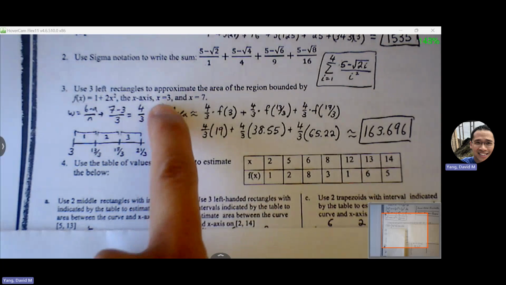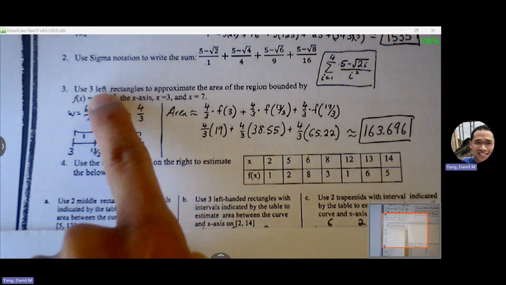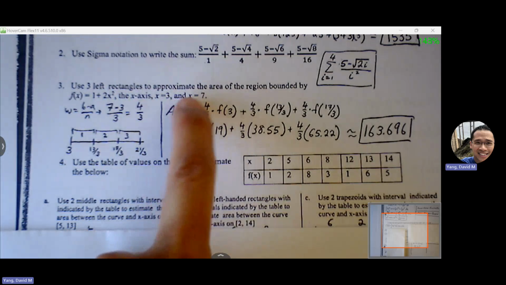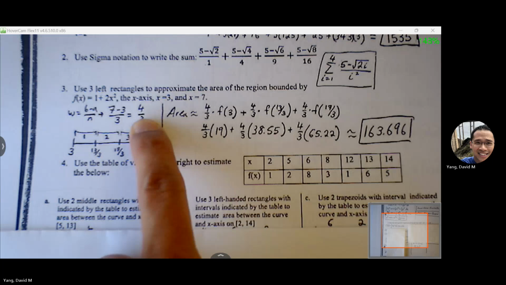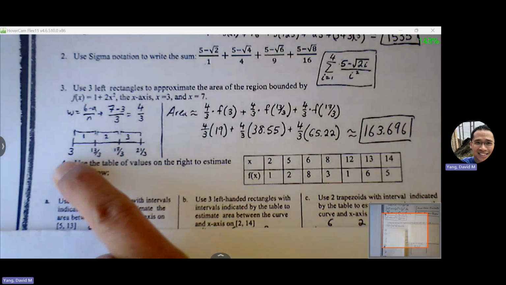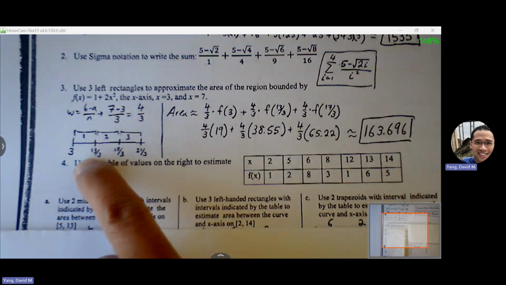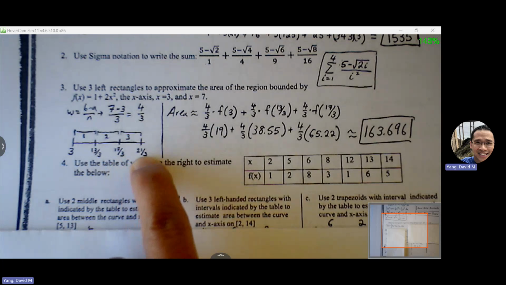My a value is 3. My b value is 7. My n value is 3. So b minus a over n, 7 minus 3 is 4. 4/3 is my width. So I need every rectangle to have a width of 4/3. I'm going to start at my left endpoint, which is 3. I'm going to add 4/3 to 3. 3 plus 4/3 is 13/3. Plus 4/3 is 17/3. Plus 4/3 is 21/3, which is 7.